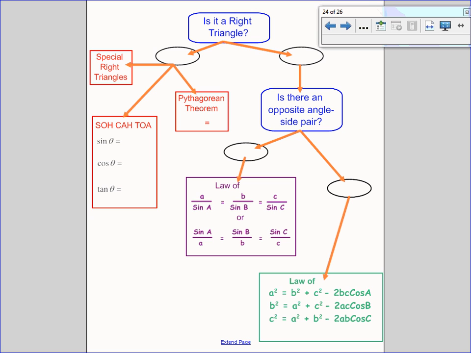And so, for our left branch, we label, is it a right triangle? If yes, then we can use special right triangles, Pythagorean theorem, or Sohcahtoa. Pythagorean theorem, we know, is what, Jacob? A squared plus B squared equals C squared. Sine is the ratio of opposite over hypotenuse. Cosine is the ratio of adjacent over hypotenuse. Tangent is the ratio of opposite over adjacent.